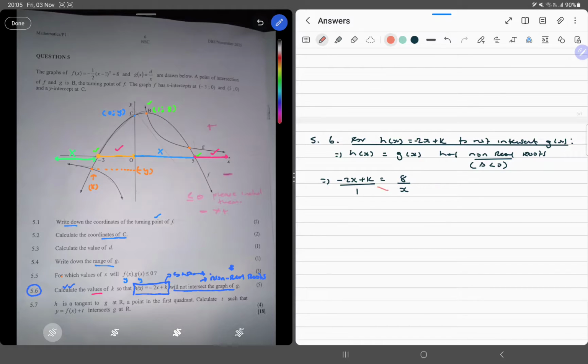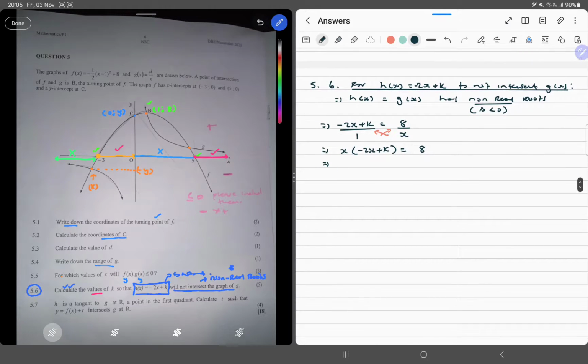So we do our famous gymnastics of cross multiplication. And then what do we have? We get x times (-2x plus k) is equal to 8. This dictates that you solve algebraically, because there's no knowing this. Unless you have a graph drawn to scale, you'd be confused and there will be a lot of problems. So we expand this, and it is going to be -2x squared plus kx, because k is a constant.